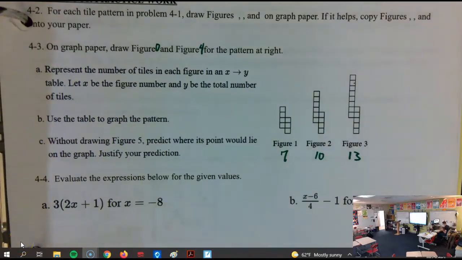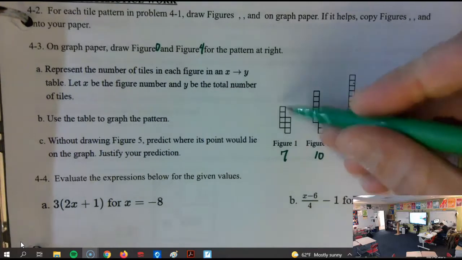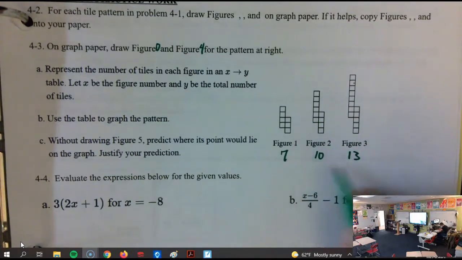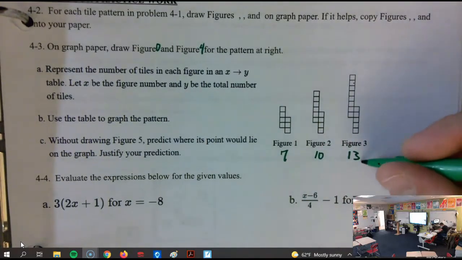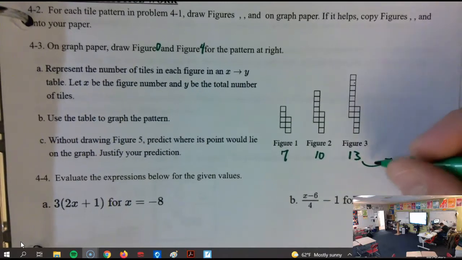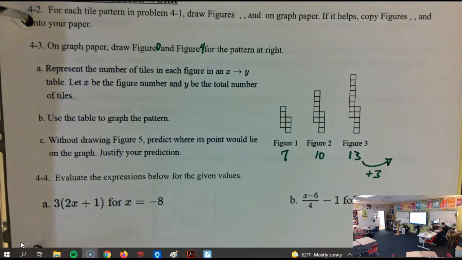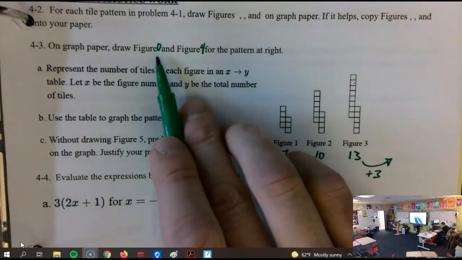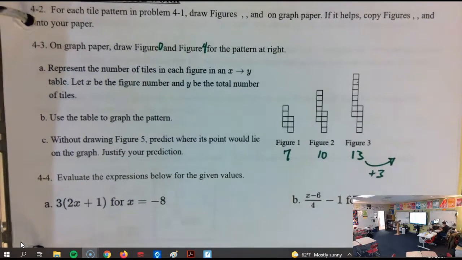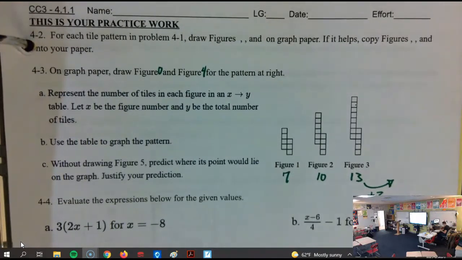Refer to it whenever you want to see some more help and hear this explained again. But I counted up my tiles. I had 7 here, 10 here, 13 there. So it looks like what's going to happen is I'm going to add 3 every time we move forward a figure number. The problem is they want us to draw figure 0 and figure 4, so we have to actually see how this is growing.